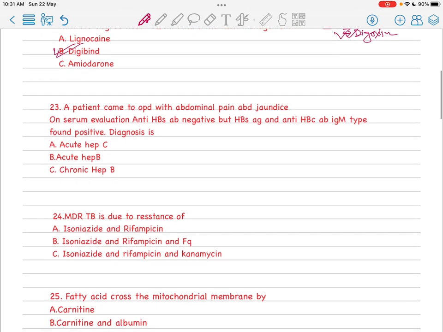management. Next is the case of a patient with abdominal pain and jaundice, and on evaluation anti-HBs antibody is negative, but HBs antigen and anti-HBc antibody IgM type are positive. So it is a case of acute hepatitis B.